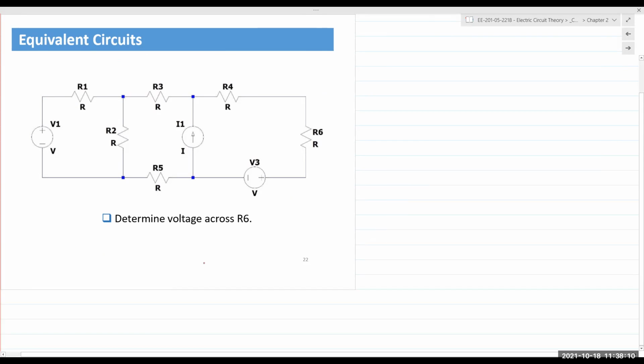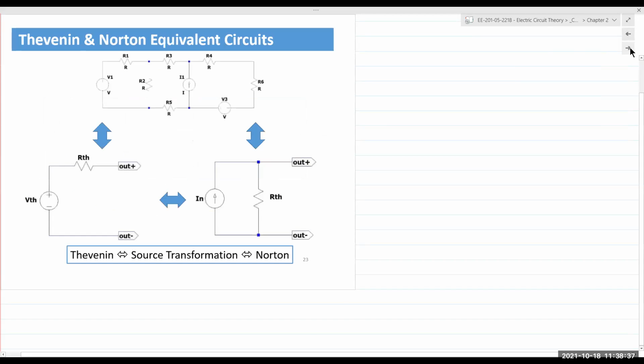And of course, if the value for R6 keeps changing, then you have to perform the analysis again and again and again. So the whole point of the Thevenin theorem was that you only analyze the circuit once between the terminals where R6 is connected, and you can represent the entire circuit as one single voltage source in series with a resistance. So this circuit is known as the Thevenin theorem.